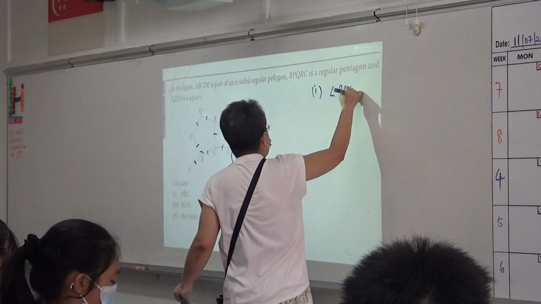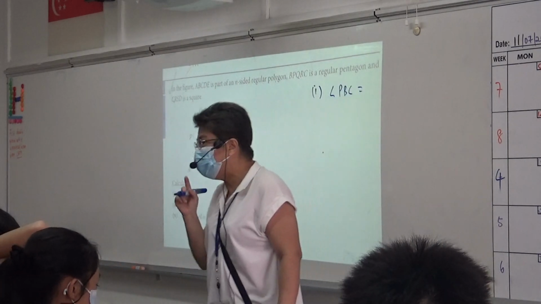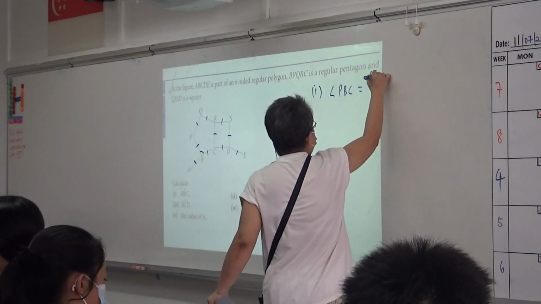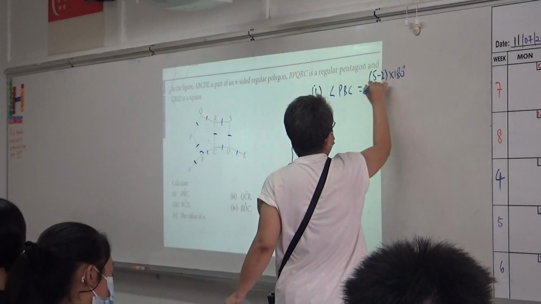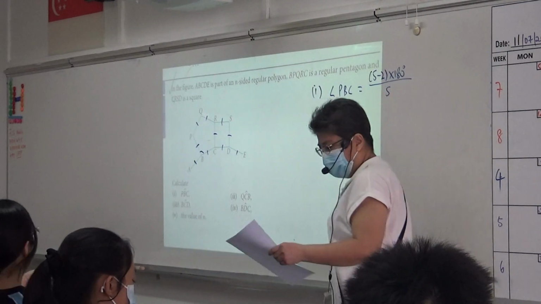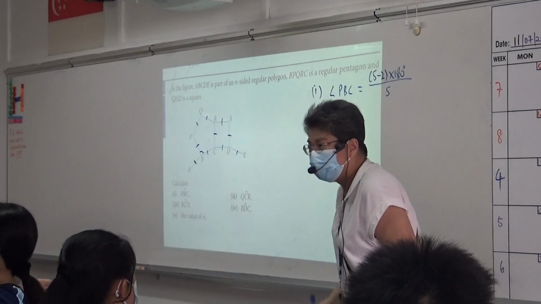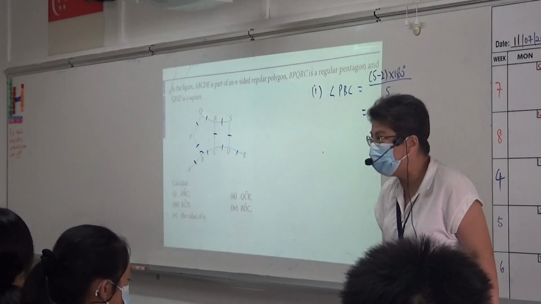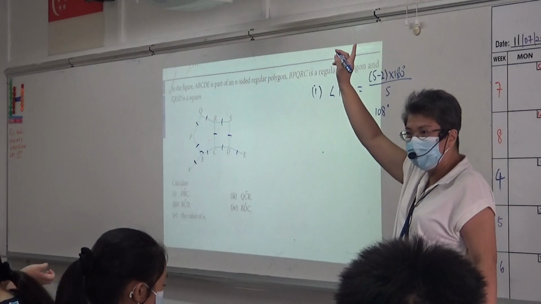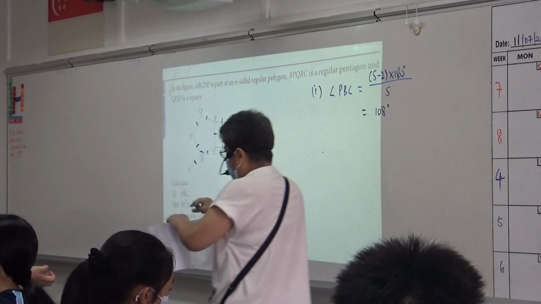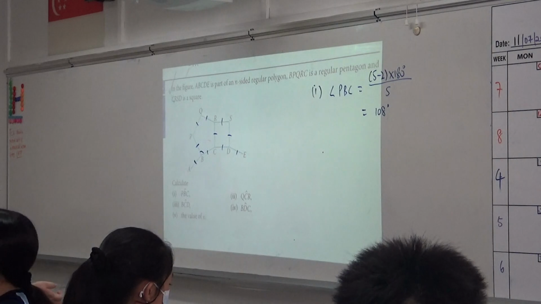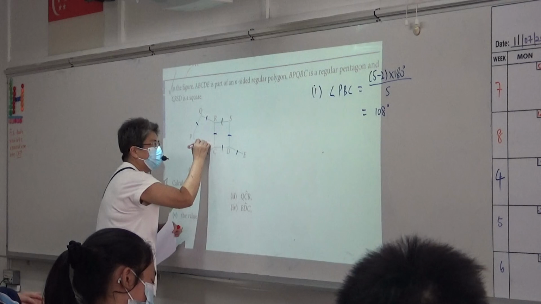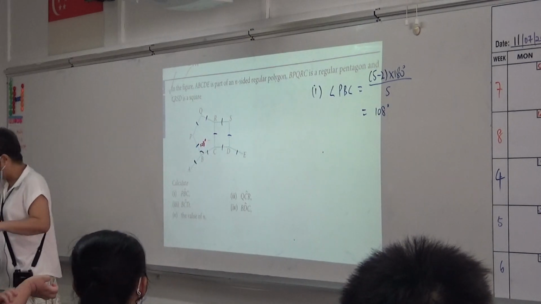Okay, so let's take a look. Angle PBC, do you agree that it's an interior angle of a regular pentagon? So if we find (n minus 2) times 180 divided by 5, right? Correct. You will get 108 degrees. Agree? Those who have done it, do you get 108 degrees? Okay. I will put down that 108 so that later on you can make use of it. Everybody okay?